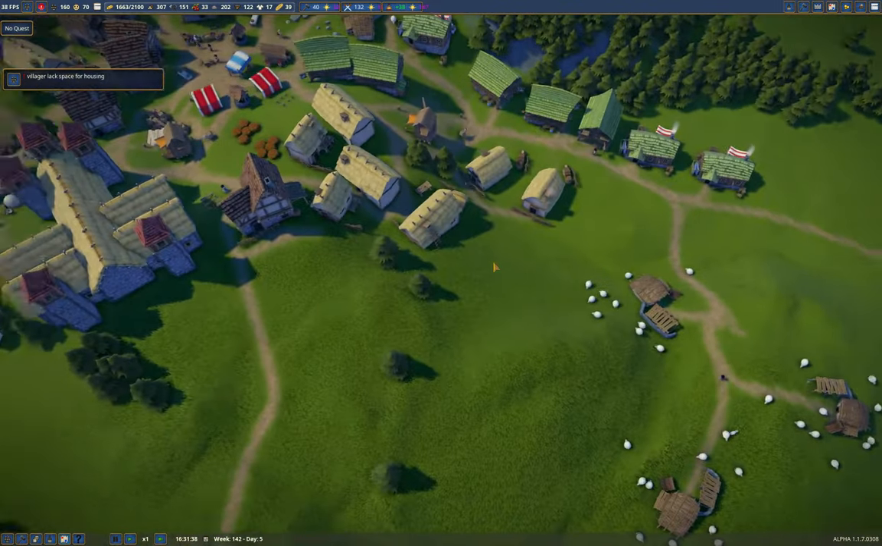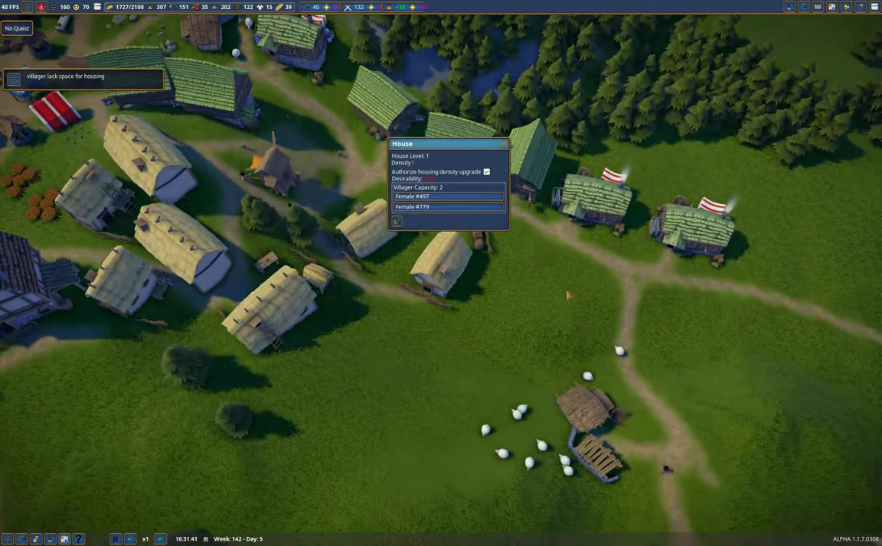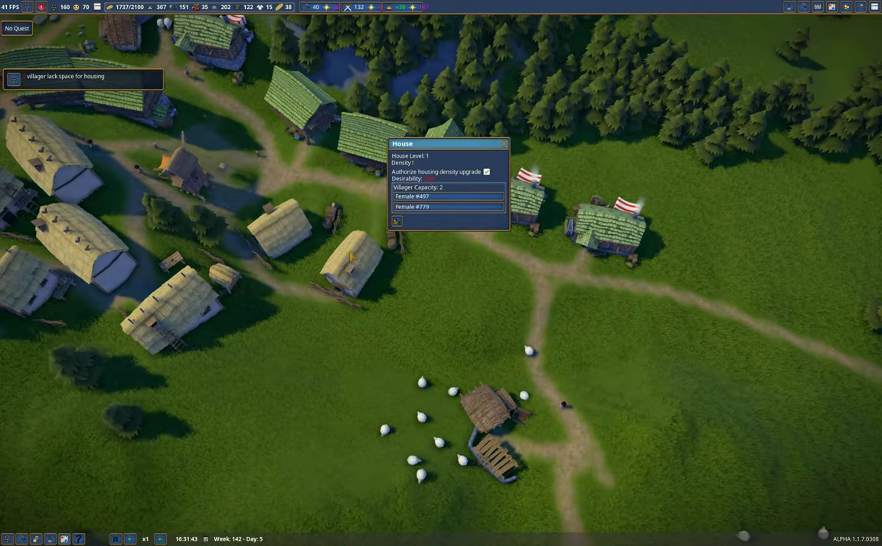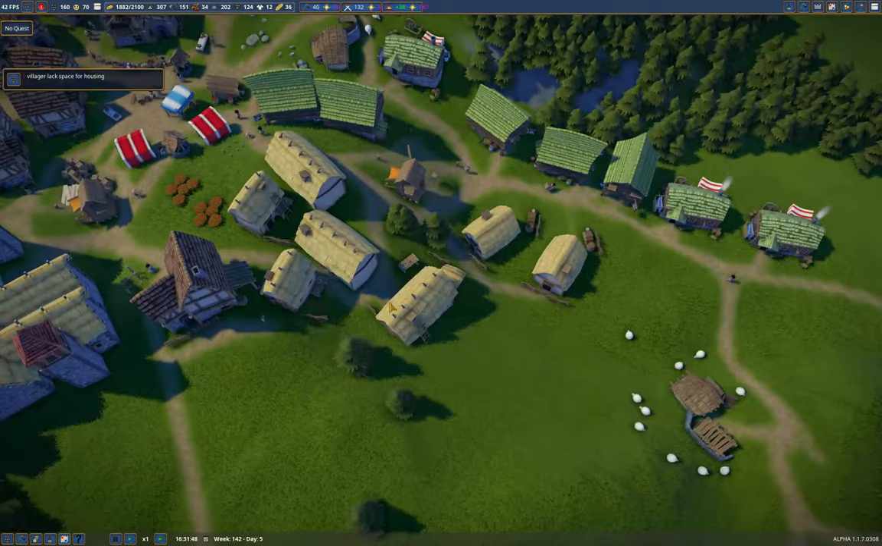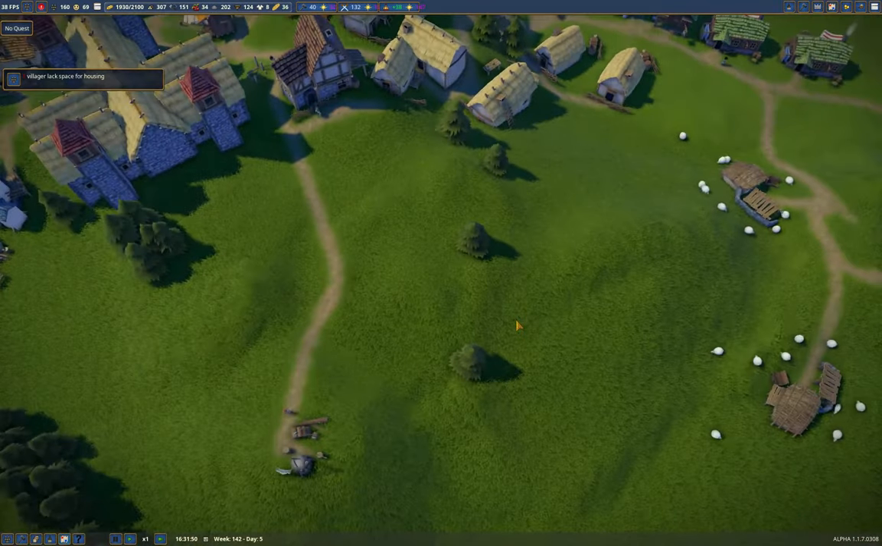Like, we've got housing right here. I would like these guys living here to be working here. That would be so fantastic if they could do that.